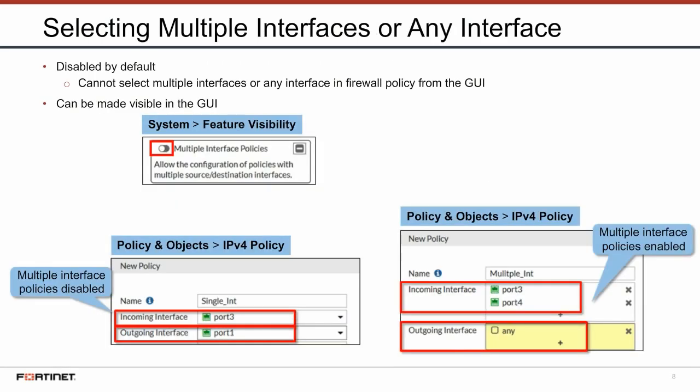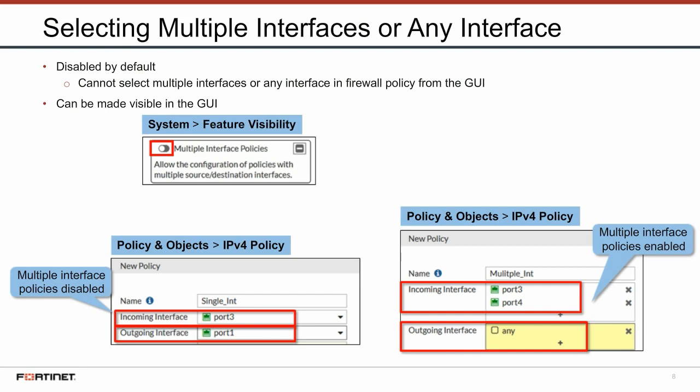By default, you can select only a single interface as the incoming interface and a single interface as the outgoing interface. This is because the option to select multiple interfaces or any interface in a firewall policy is disabled on the GUI. However, you can enable the Multiple Interface Policies option on the Feature Visibility page to disable the single interface restriction. You can also select multiple interfaces or select the Any option if you configure a firewall policy on the CLI, regardless of the default GUI setting.